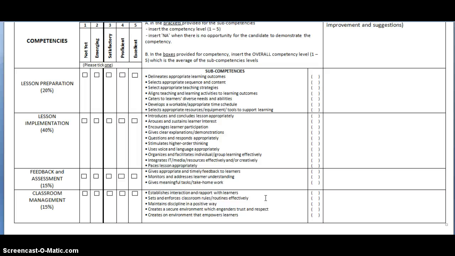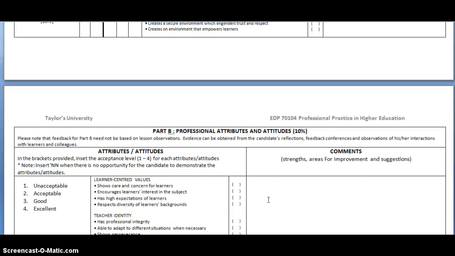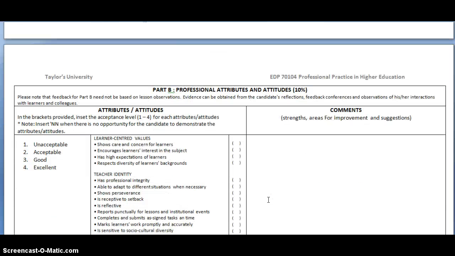Alright? Okay, the next one, the third bullet is maintains discipline in a positive way, creates a secure environment which engenders trust and respect, creates an environment that empowers learners. Okay, now this is part B, professional attributes and attitudes, which is 10%.